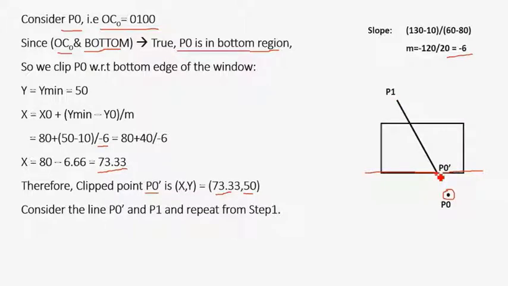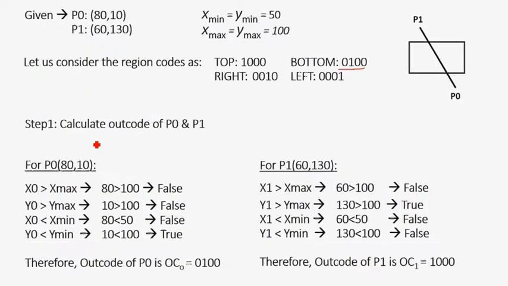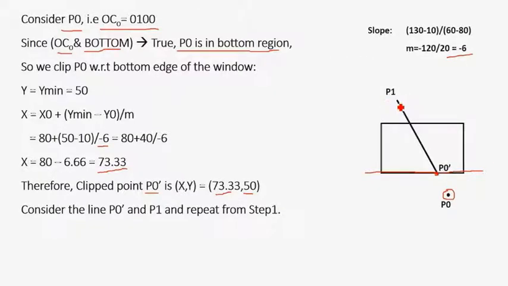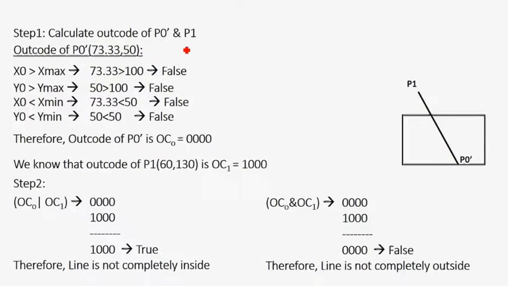After considering this line P1 to P naught dash, I have to repeat the steps. My step 1 was to calculate the outcode of the endpoints of the line. Now I'm considering this line P1 to P naught dash. I'll only compute the outcode of P naught dash, because I already know the outcode of P1.